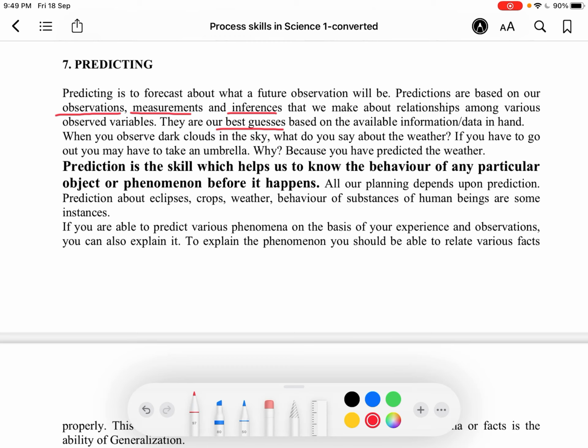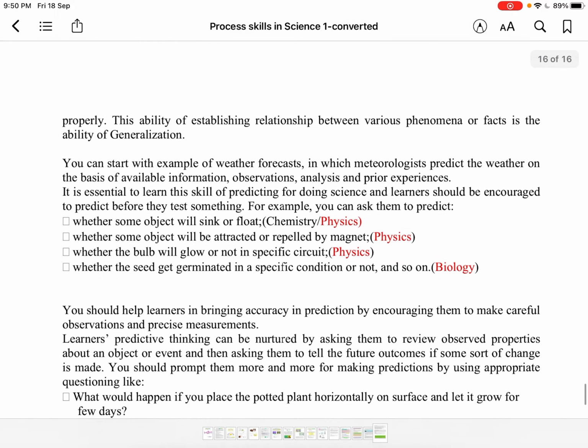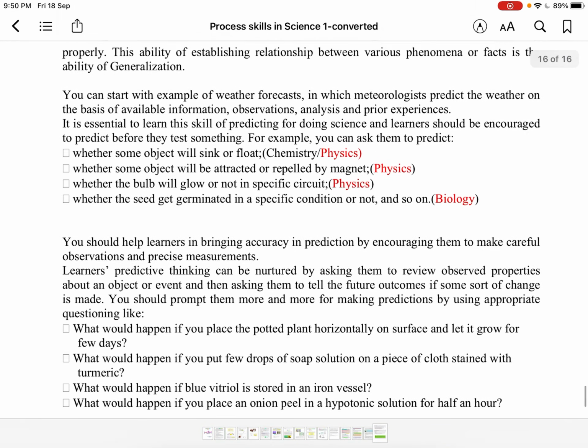To define prediction, it is the skill which helps us know the behavior of any particular object or phenomenon before it happens. All our planning depends upon our predictions. Predictions about the eclipse, the crop production, the weather, and the behavior of substances are examples of predictions. You can give this type of task to your students.